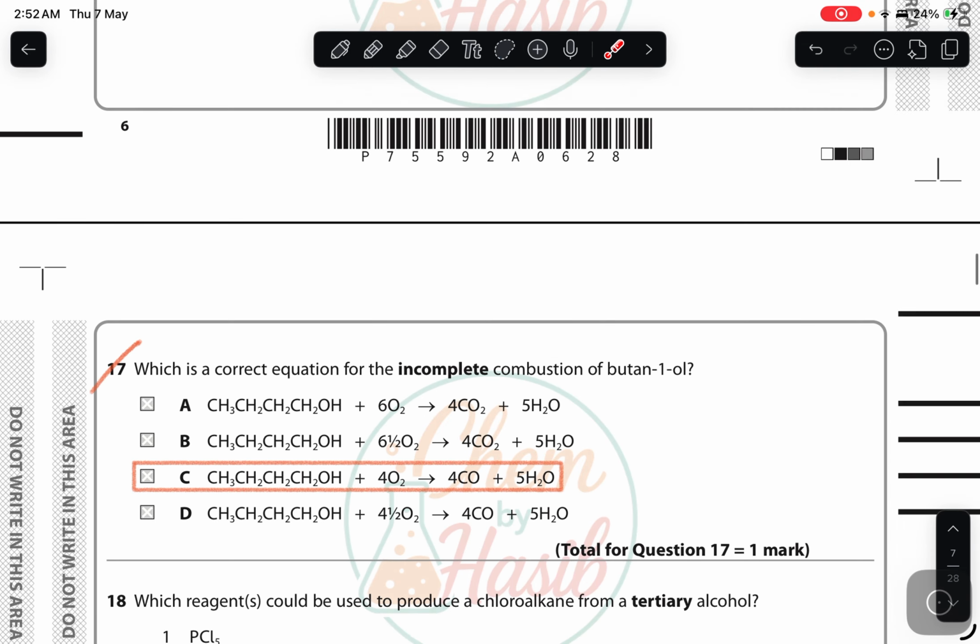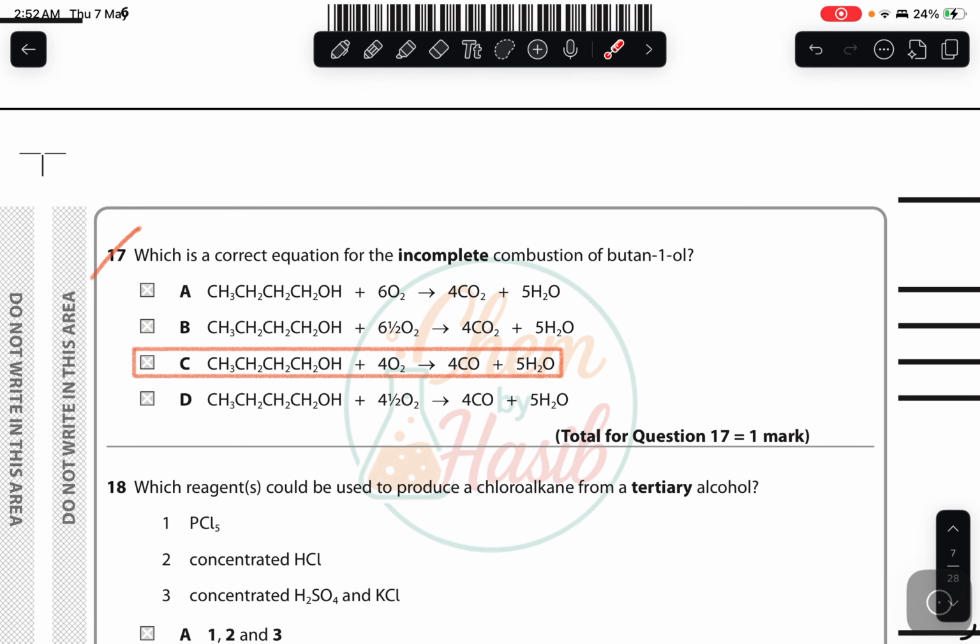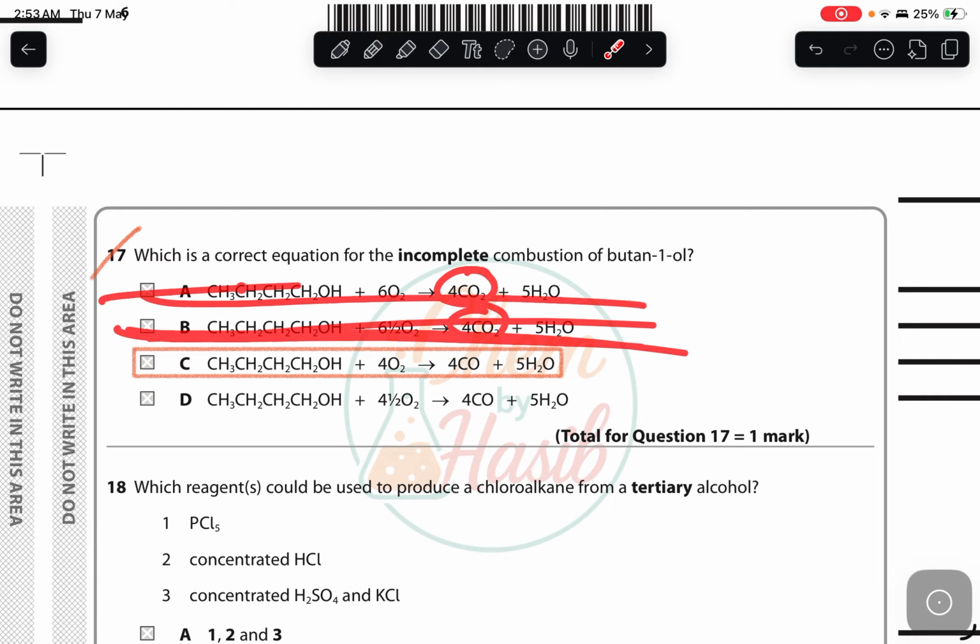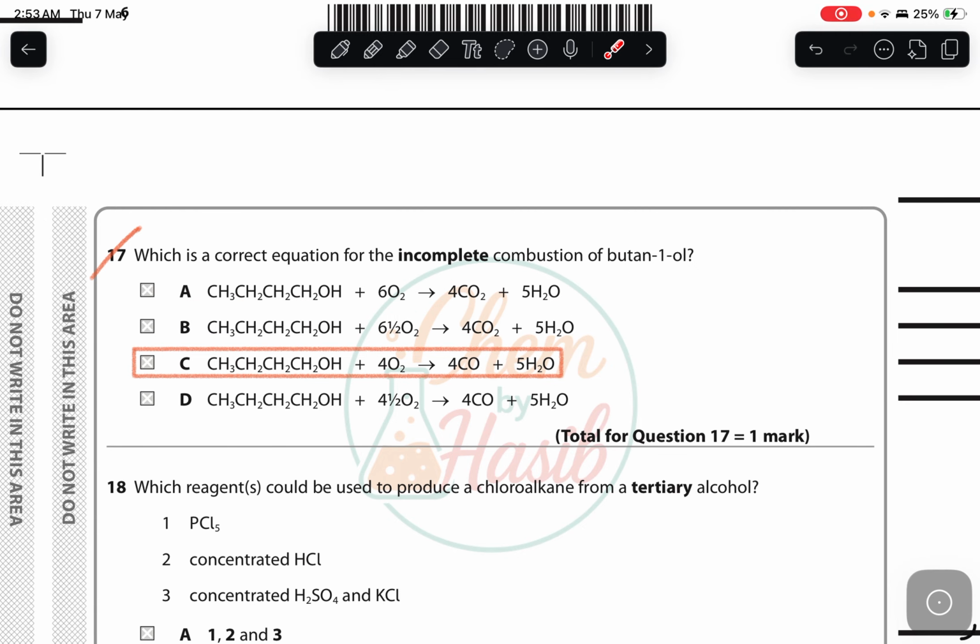We move to question number 17. It says, which is the correct equation for the incomplete combustion of butanol? Incomplete combustion would produce carbon monoxide and water, or it may produce carbon. So A and B can never be the answer because it produces carbon dioxide. So A and B will be ruled out. Incomplete combustion may form carbon monoxide as well as unburned carbon or carbon soot.